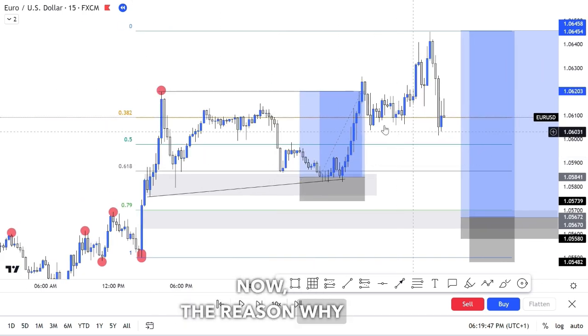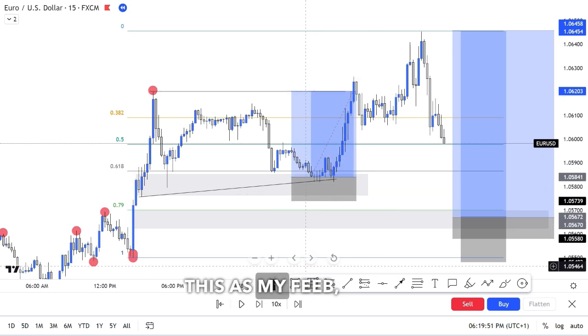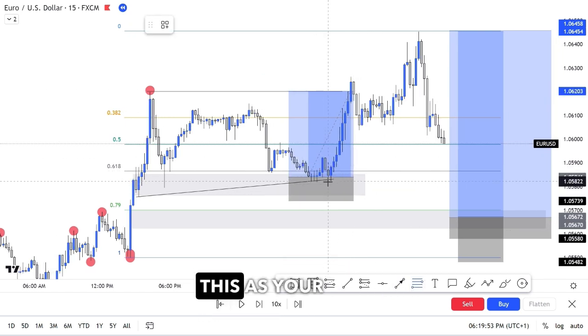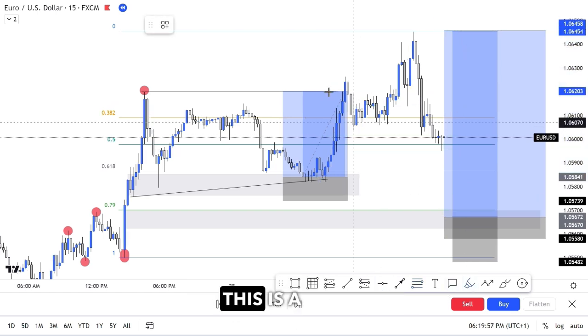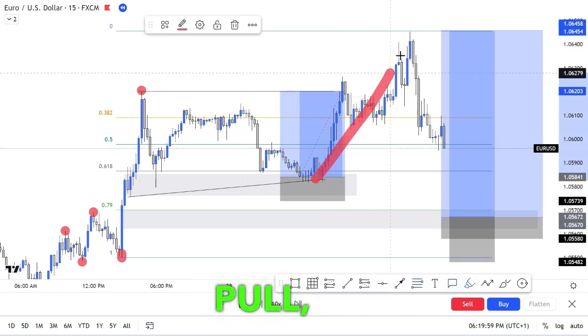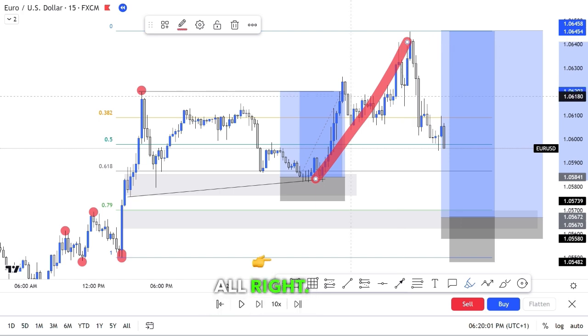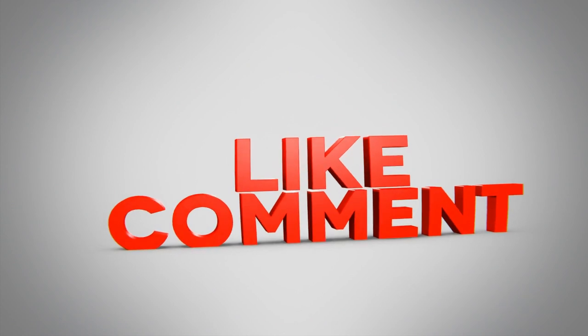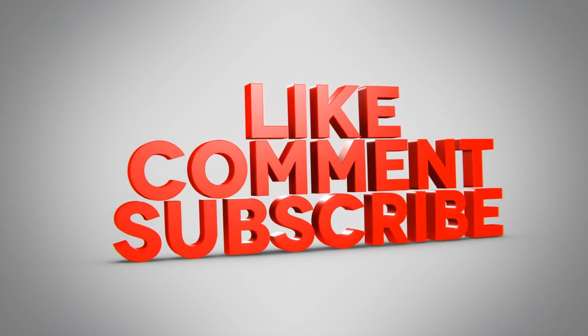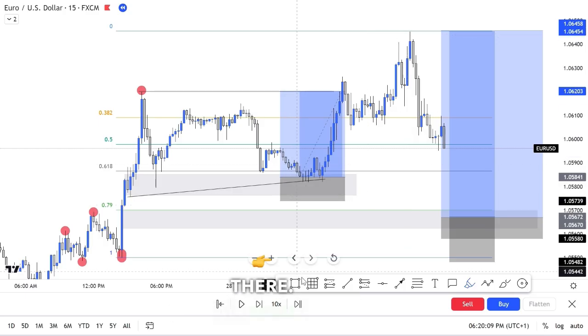Now the reason why I'm not going to pull this as my fib, I know most of you will pull this as your fib. This is not valid. Why is it not valid? This is a single pull, a single push. It is not a valid pullback. It's all single push. So that's something you must understand right there. All right, so let's play price and see how far we go.